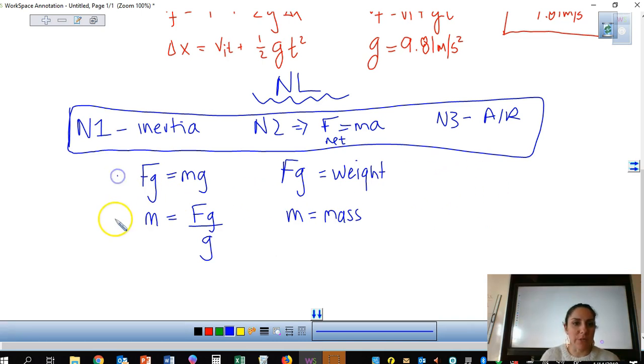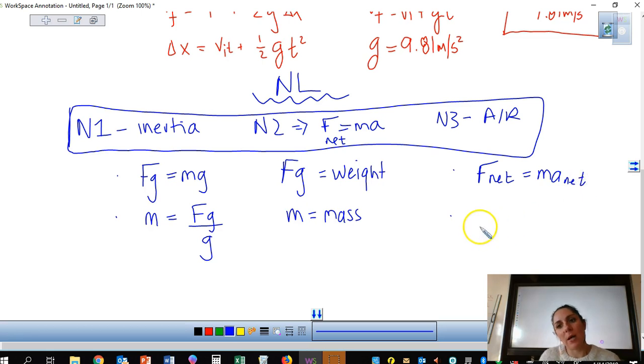That's one set of equations we used, and the other set really is just F equals ma, so F net equals ma. And then the other equation we did is the net acceleration, which is the net force divided by the mass, like that.